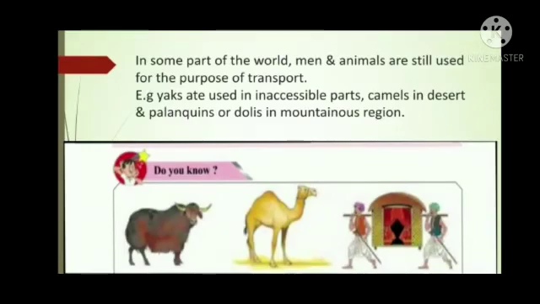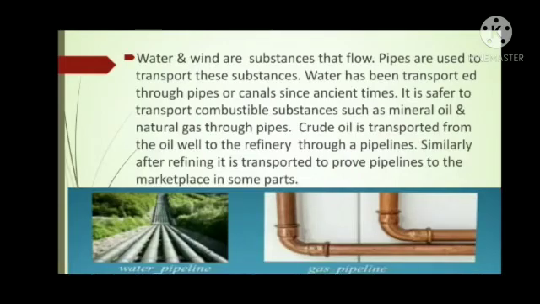Even if ultra-modern means of transport have been invented in modern times, in some parts of the world, men and animals are still used for the purpose of transport. For example, yaks are used in inaccessible parts, camels in the desert, and palanquins or dollies in mountainous areas or regions.